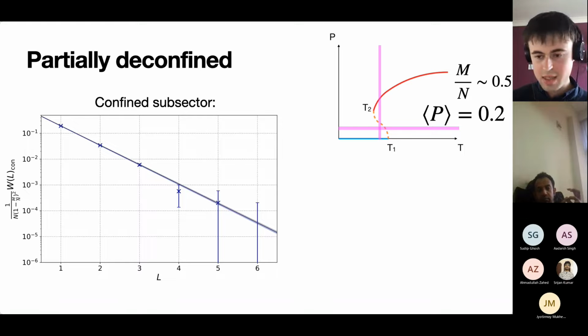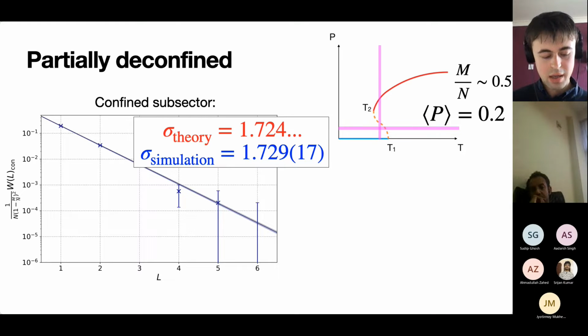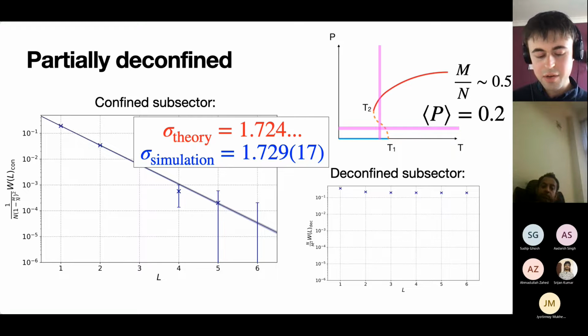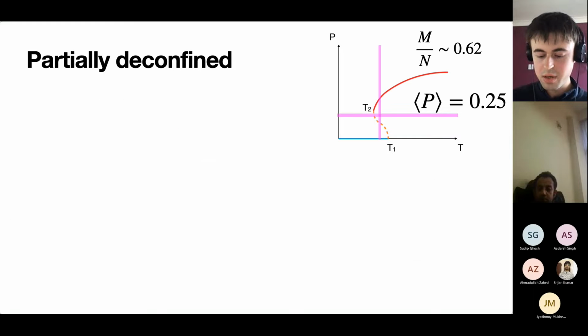And we see that the confined sector indeed has a linear fall off, which suggests flux tubes. And the gradient agrees with our expectation in the theory. So we can check the deconfined subsector too, and see that there's no such linear fall off. So in this case, our conjecture would seem to hold.